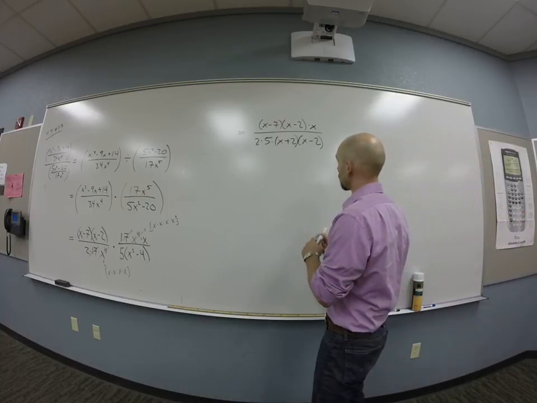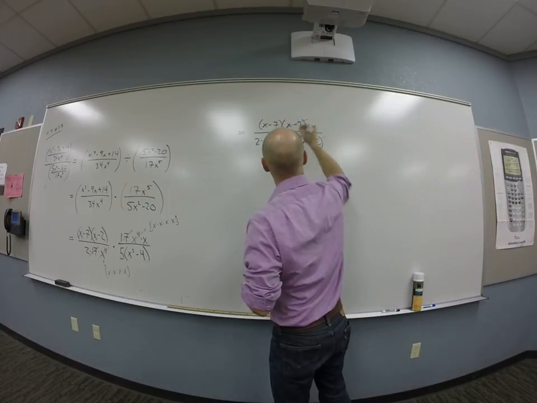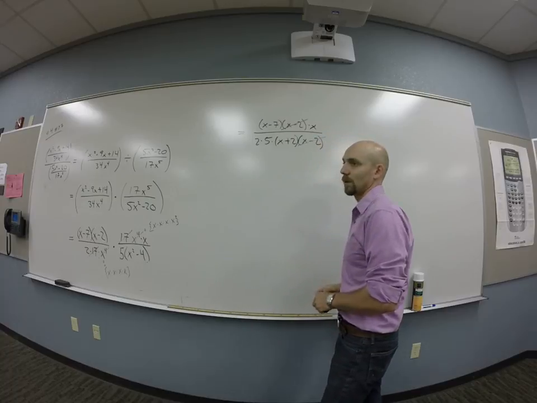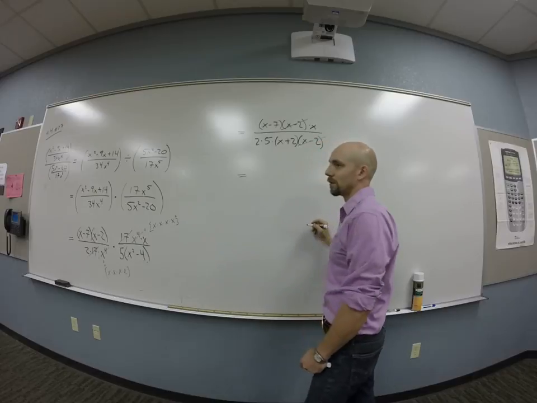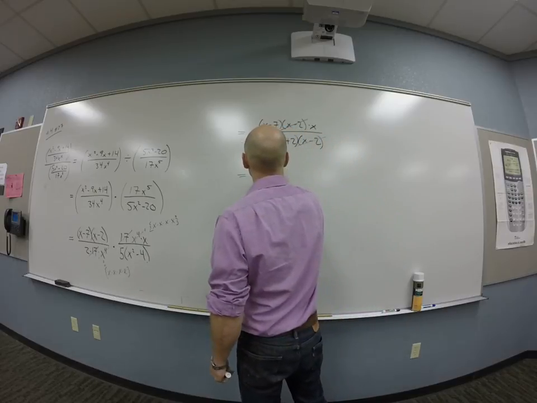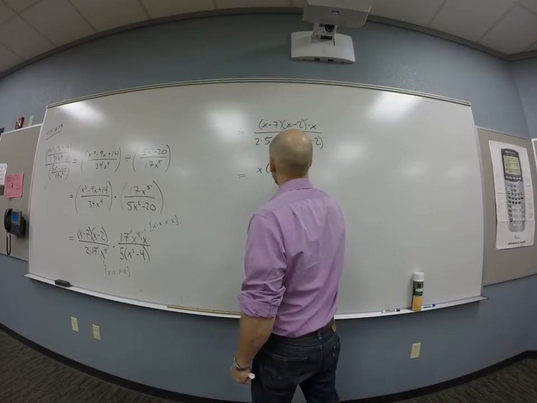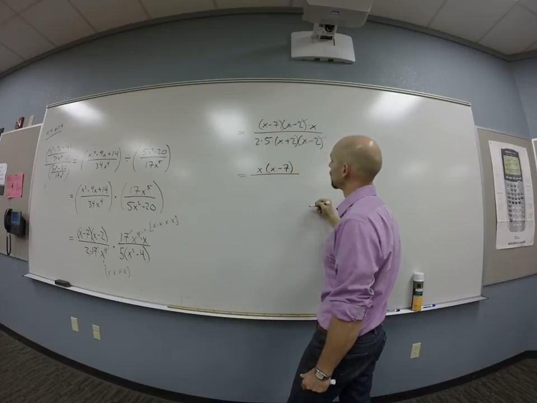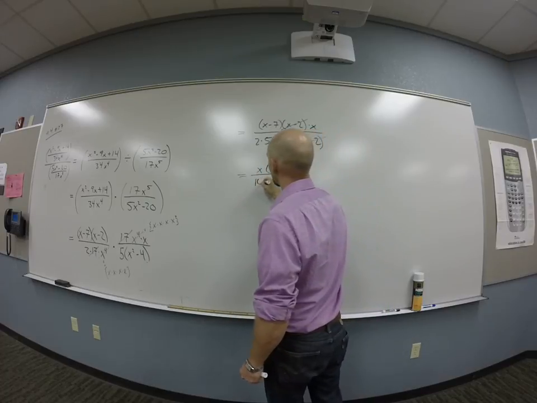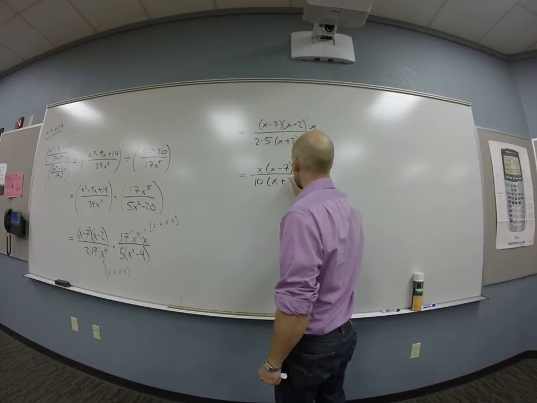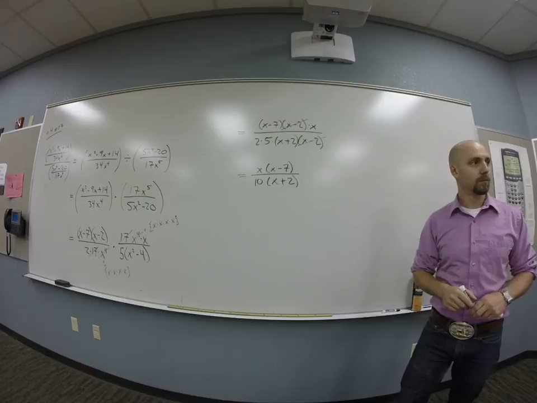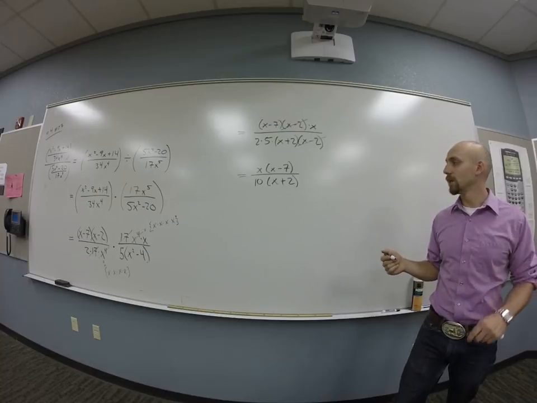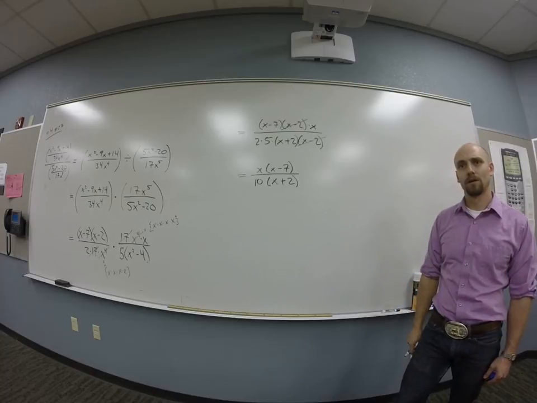Okay, now we can cancel the x minus 2's, right? So we're left with, in the end, an x times an x minus 7 over 10 times x plus 2. Cool. Good? Can I simplify any further? No. No.